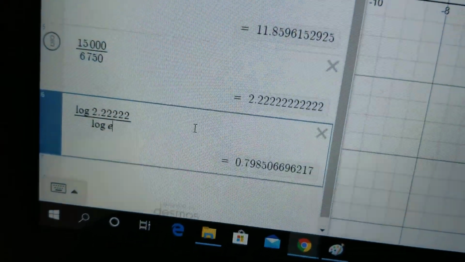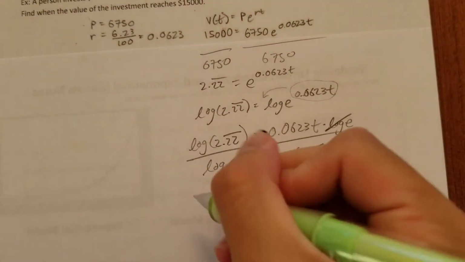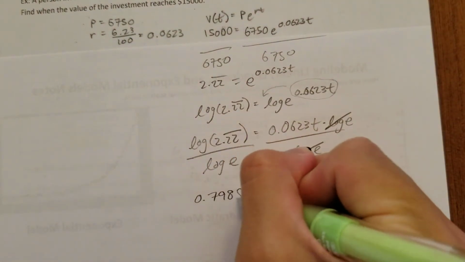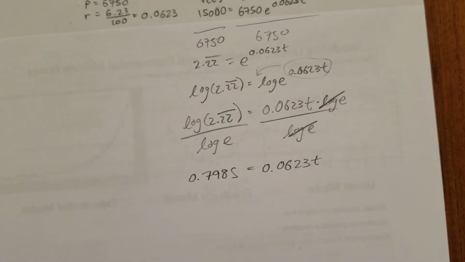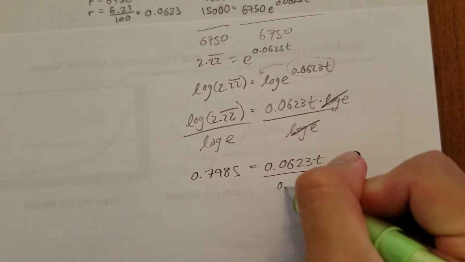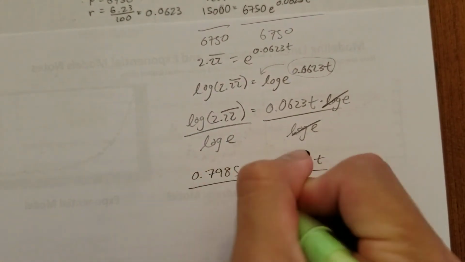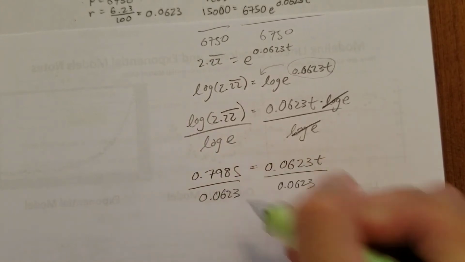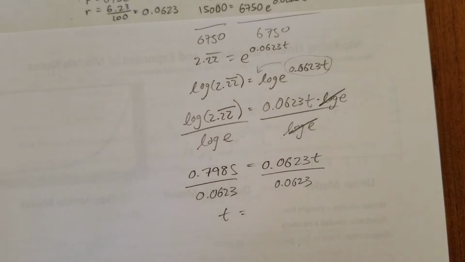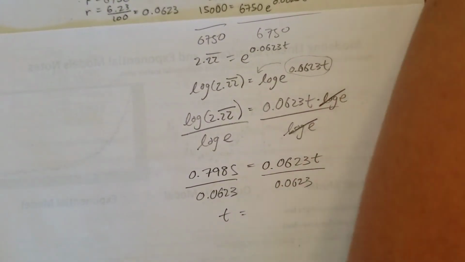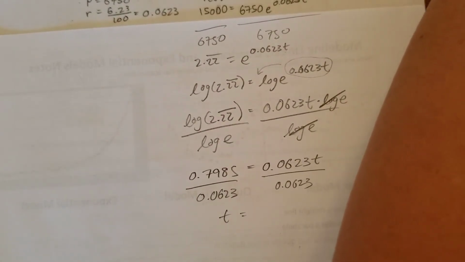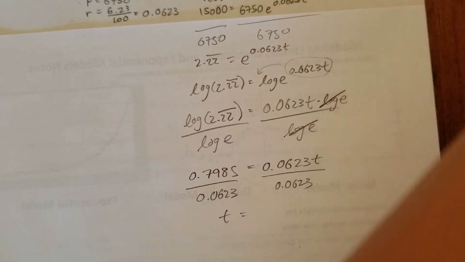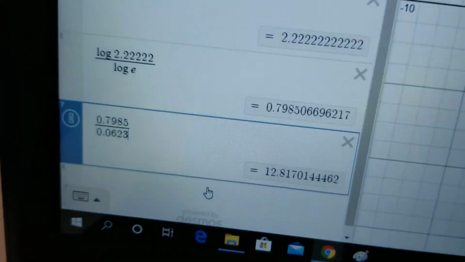So I can show that real fast right there. It's going to be 0.7985 or so. So this is going to be 0.7985 equals 0.0623 times T. Last, what we need to do is divide both sides by 0.0623, which means our time is going to be 0.7985 divided by 0.0623. Okay, so that's what we're left with.